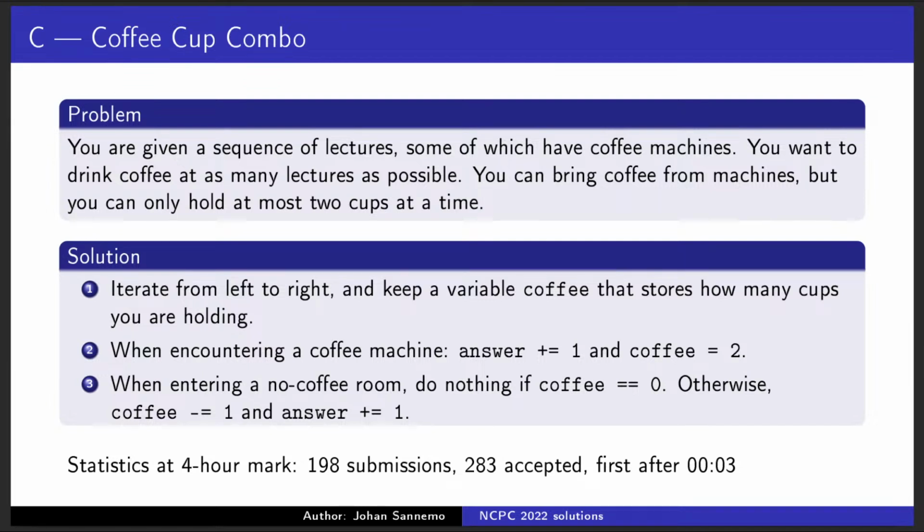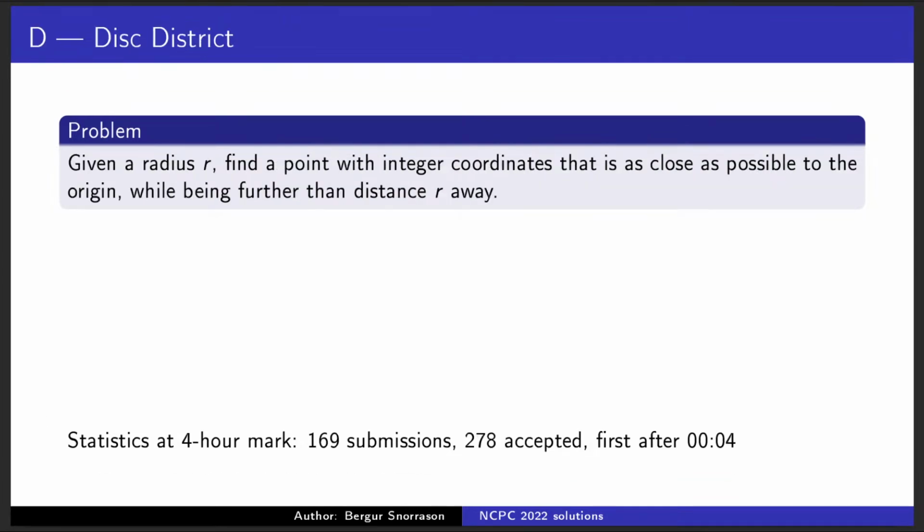So this is the solution, and there aren't really any tricks here. You just implement this. And a lot of people did. The first person did it already after 3 minutes. I have swapped the number of accepted and submissions in the slides, but it should be 198 accepted. So that's quite a lot. Okay, let's keep going to the next problem.